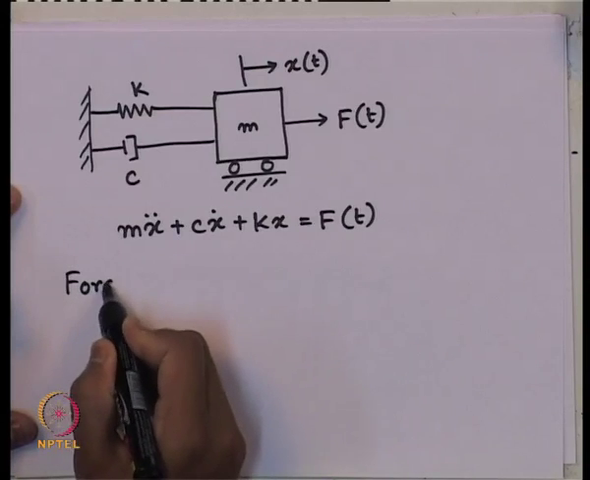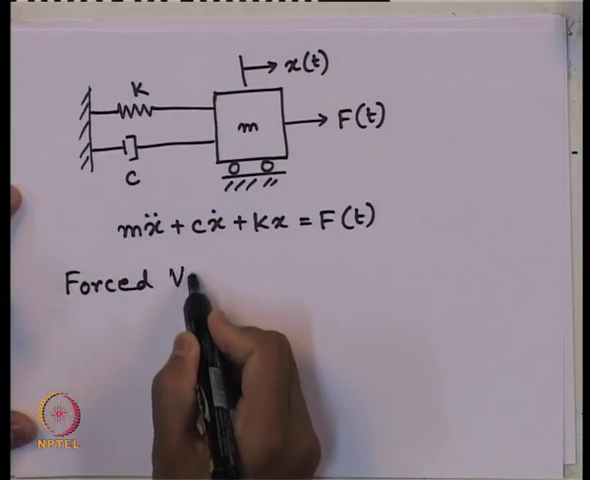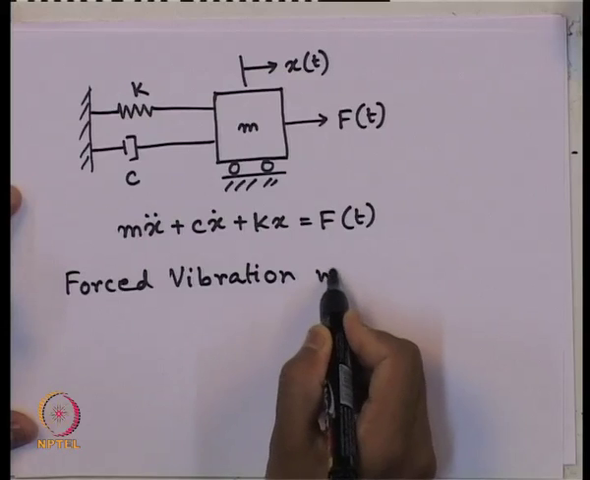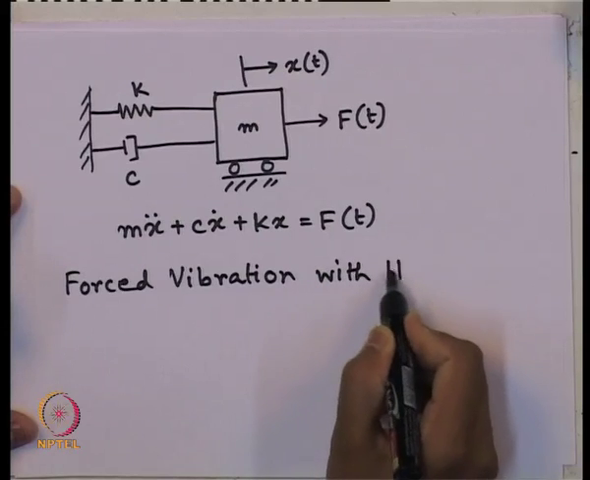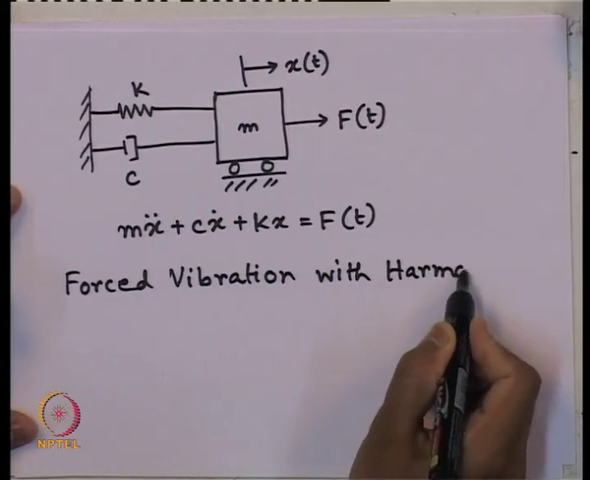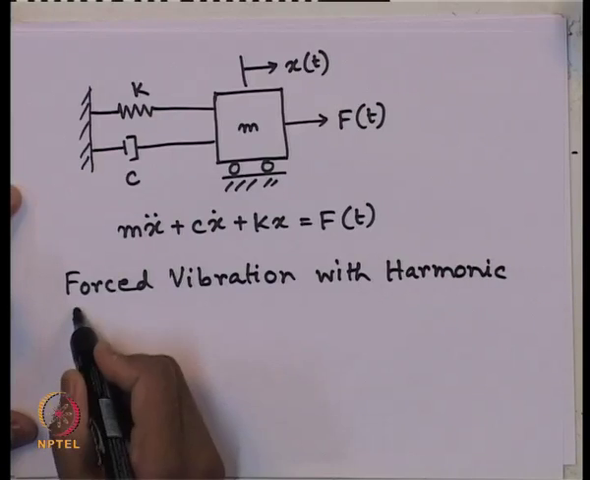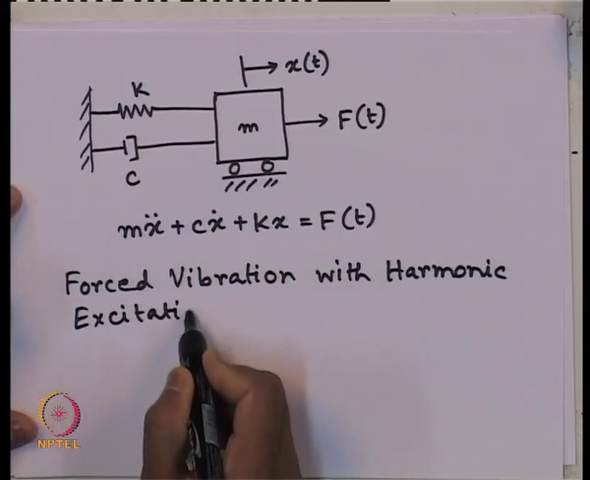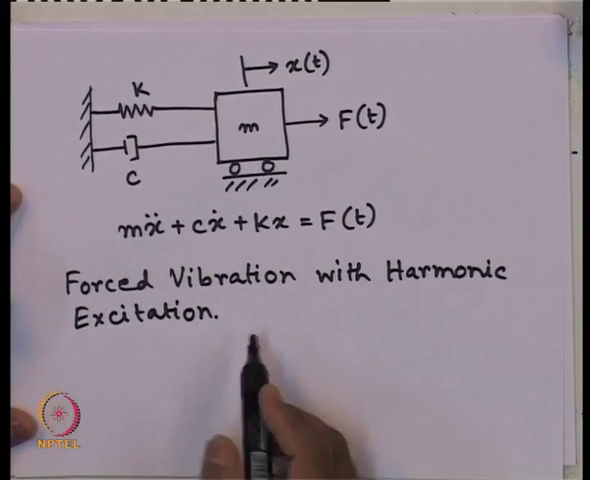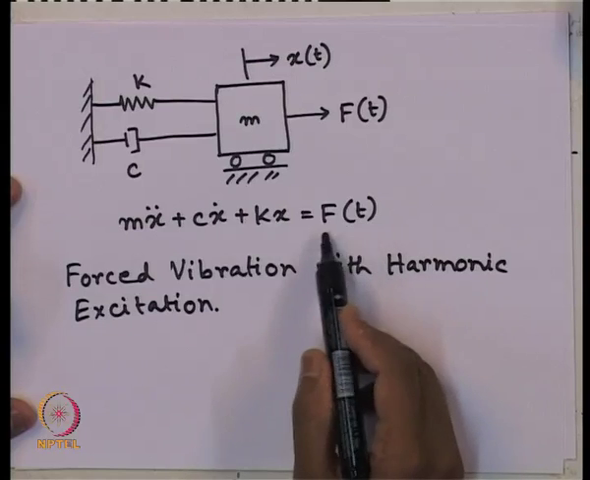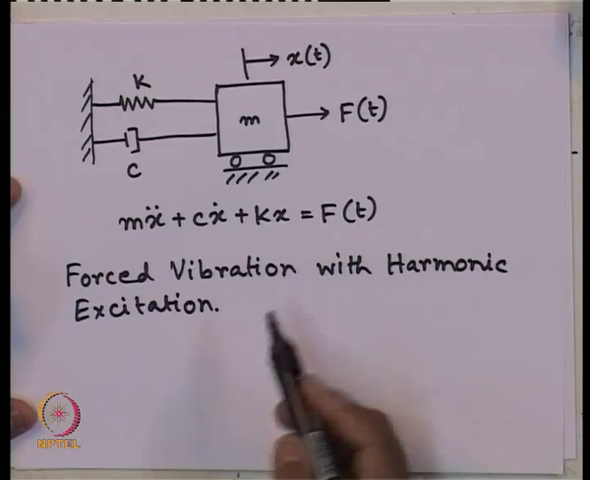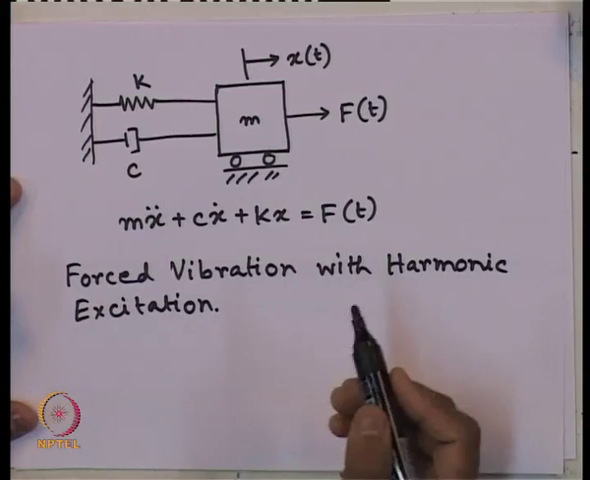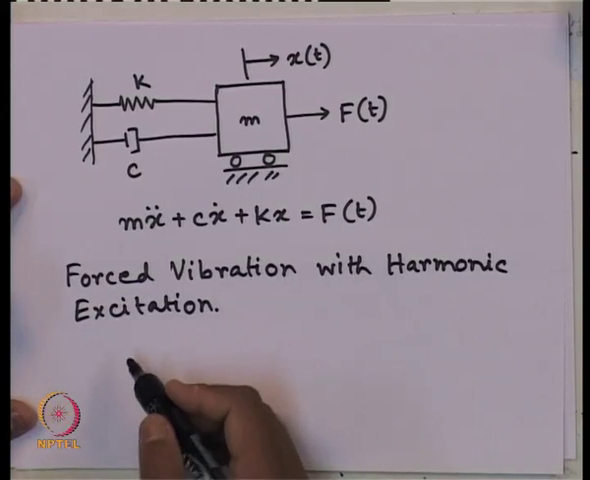So, this is the case of forced vibration with harmonic excitation. That means this externally applied dynamic load is harmonic in nature. Let us solve for that case first, then we will see all the other different cases.